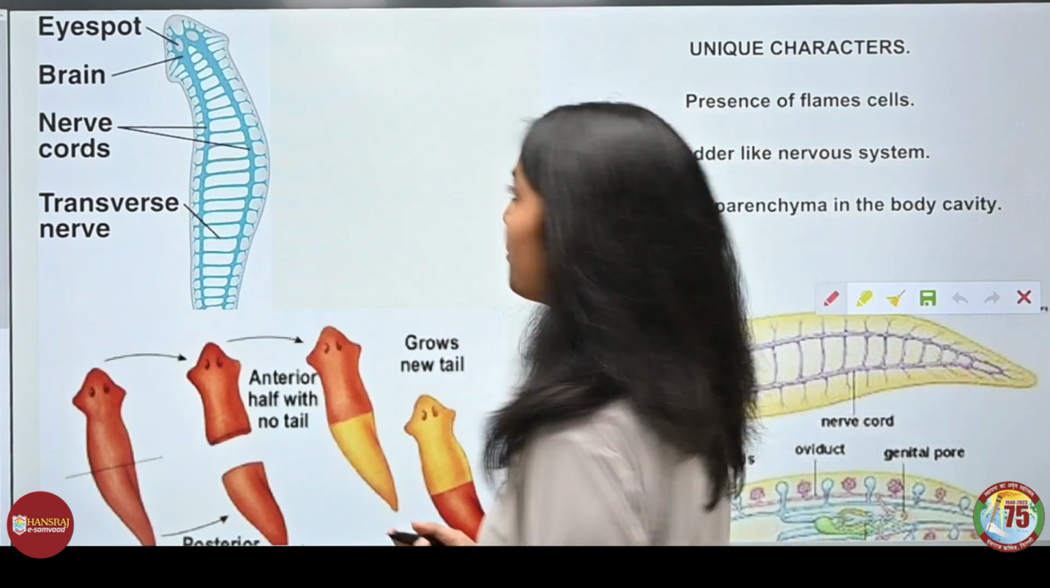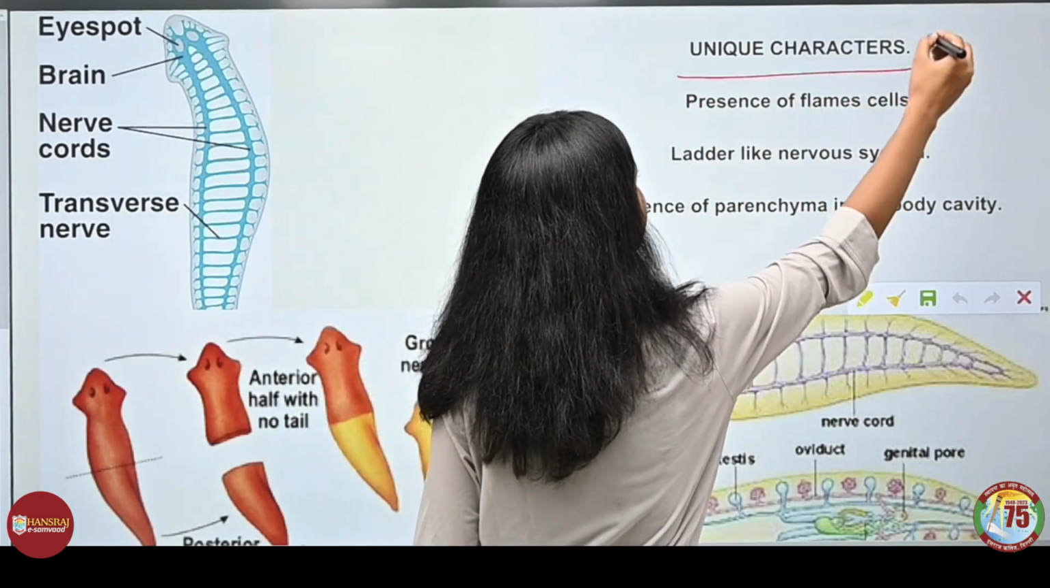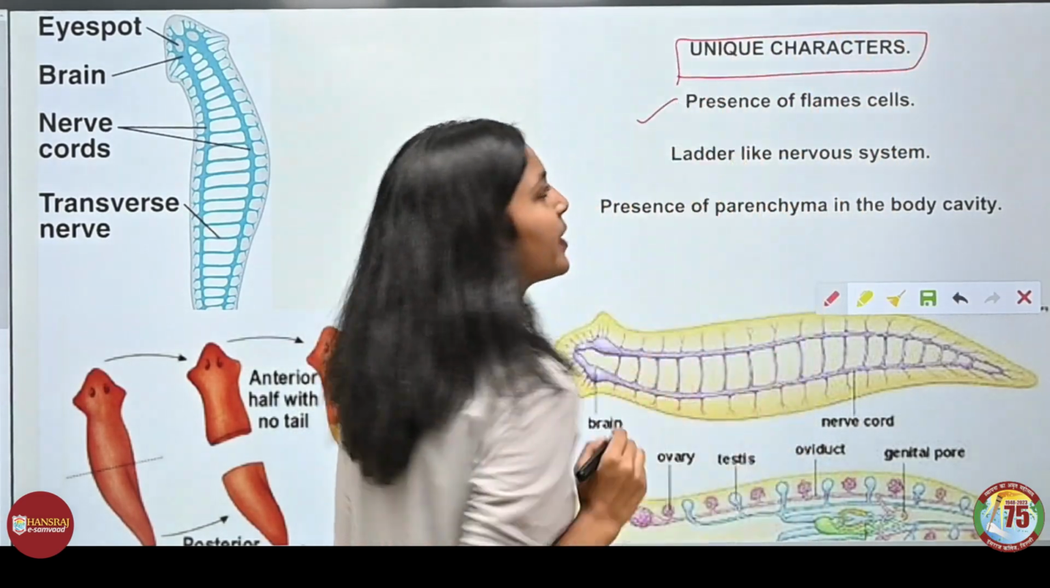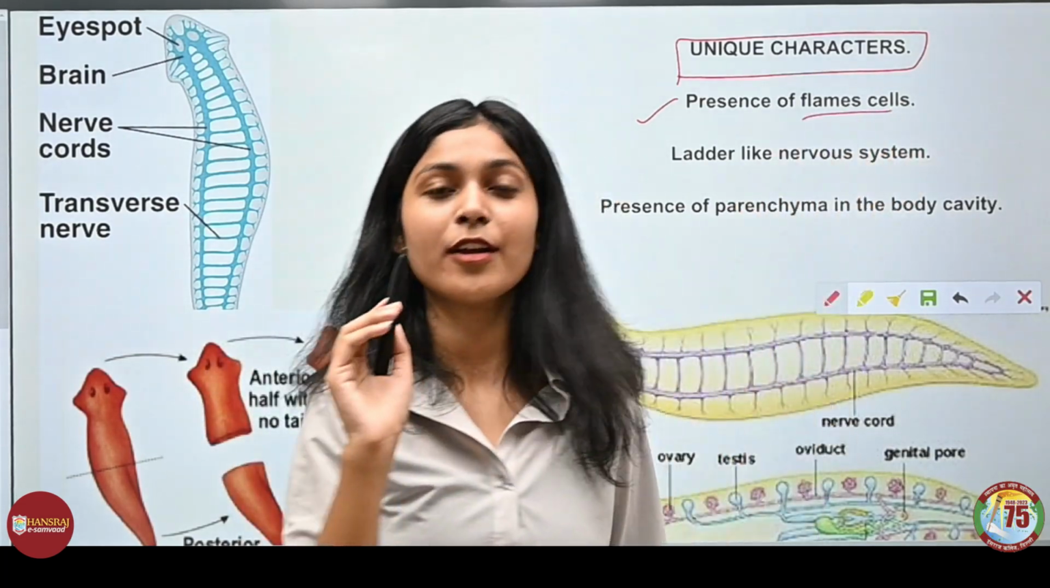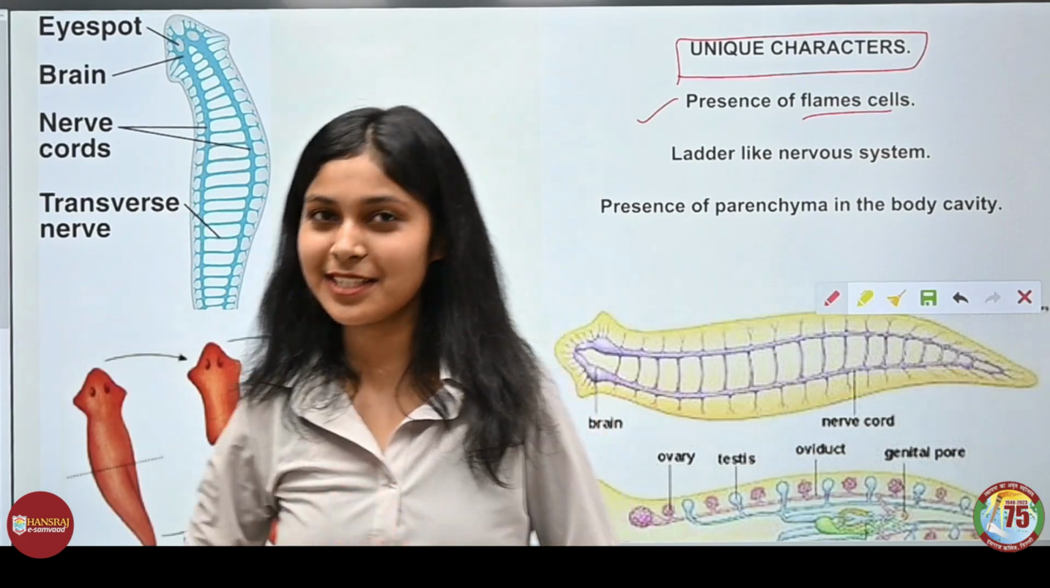Now, we will be focusing on the unique characteristics of this phylum. Firstly, the presence of flame cells. As I have told you, flame cells are there for osmoregulation and excretion.